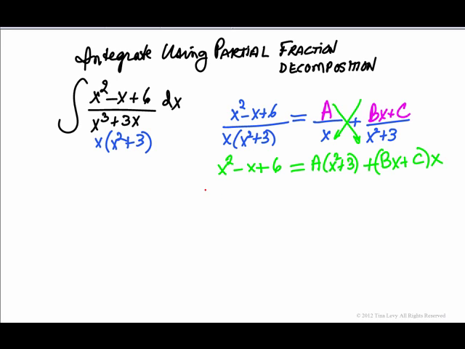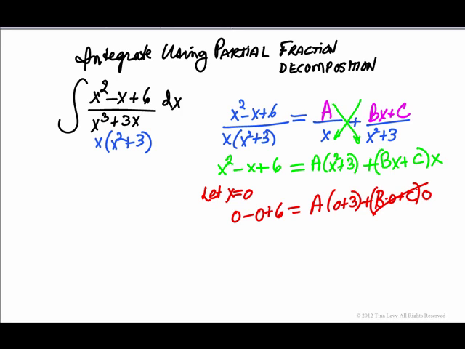So I'm going to let x, the first x I'm going to let be 0, because that's going to 0 out over here. So letting x be 0, I get 0 minus 0 plus 6 is a times 0 plus 3 plus all of this times 0. So it's really b times 0 plus c times 0. Well, that zeros out. So I get that 6 equals 3a. So that makes a equal to 2.